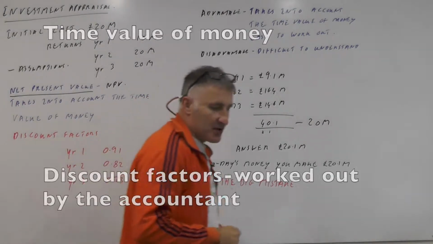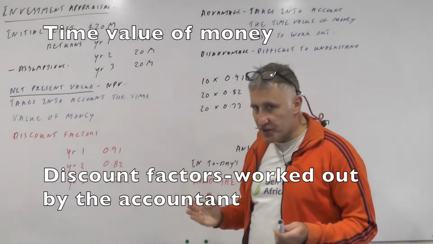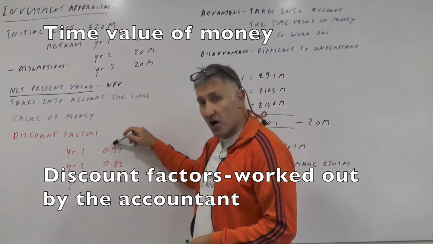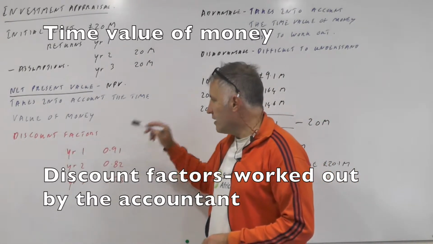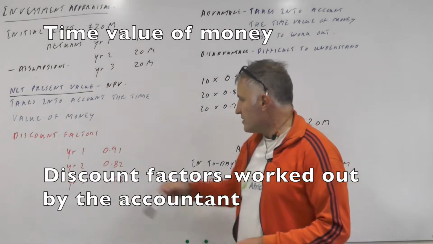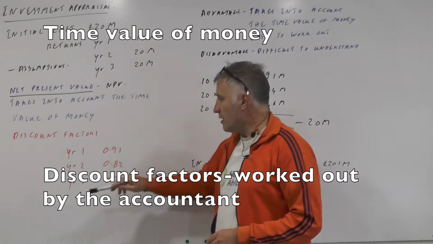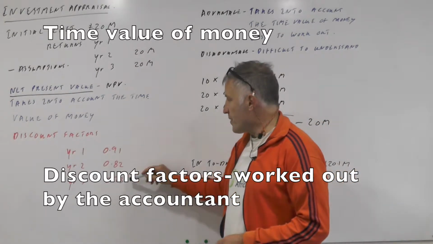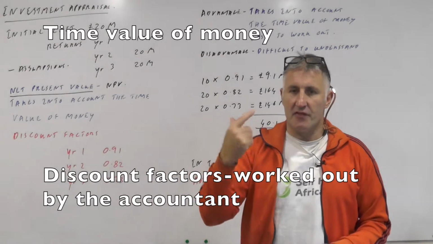Okay, so the net present value takes into account the time value of money. Now, what the hell does that mean? It means this. It means that £10 in a year's time is only really worth £9.10 today. So on the paper, they must give you some discount factors. £10 in 2 years' time is worth £8.20, and £10 in 3 years' time, according to these figures, is worth £7.30.